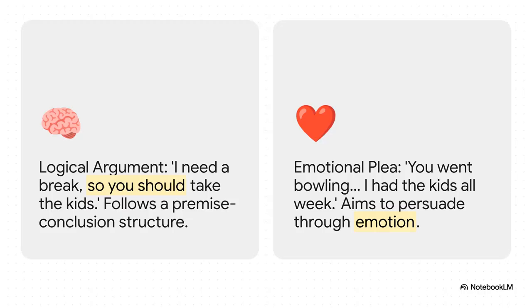And this is a perfect way to see the difference between logic and persuasion. Over on the left, you see a clear, logical argument. Premise 1, I've had the kids all week. Premise 2, I need a break. And that little word so signals the conclusion. You should take them tomorrow. It follows a structure. Now, the example on the right, well, it might be way more persuasive, but it's an emotional plea. It's trying to convince you through feelings of guilt or sympathy, not by laying out a structured case. Both can be really powerful, but only one of them is a logical argument.